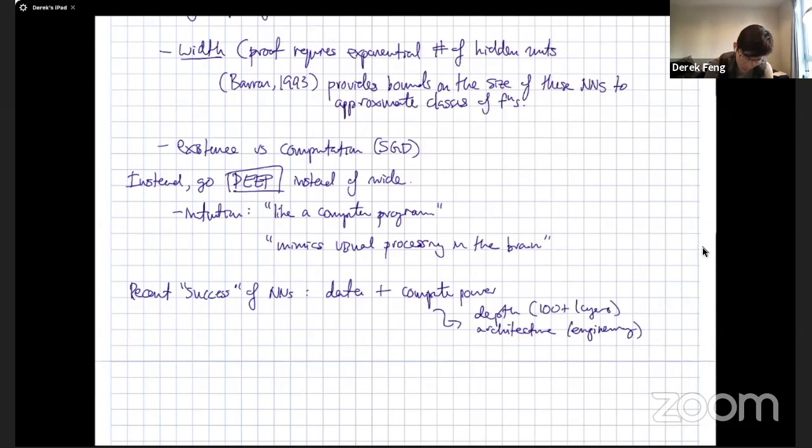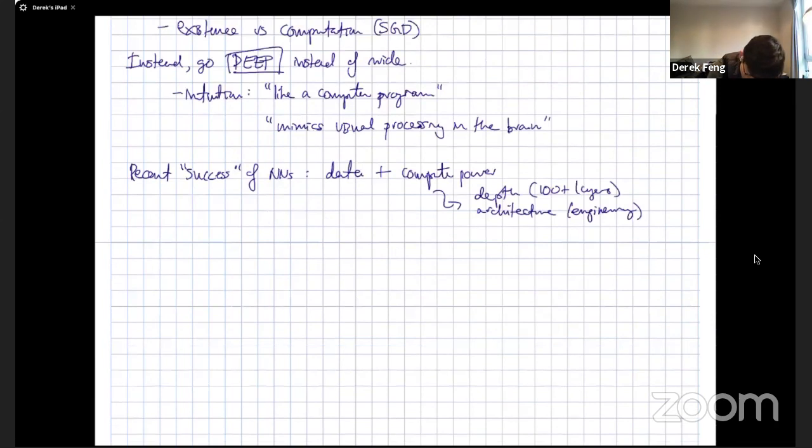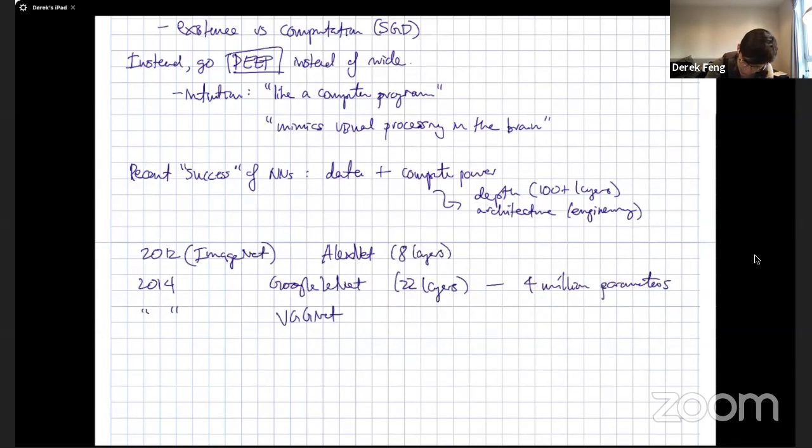As a brief example of the timeline, in 2012 there is an image classification problem called ImageNet. In 2012, AlexNet was the state of the art, and this had basically 8 layers. Then by 2014, you had GoogLeNet, which was 22 layers, and roughly 4 million parameters. Some crazy examples here, VGGNet, which was also 2014, had only 16 layers, but 138 million parameters.